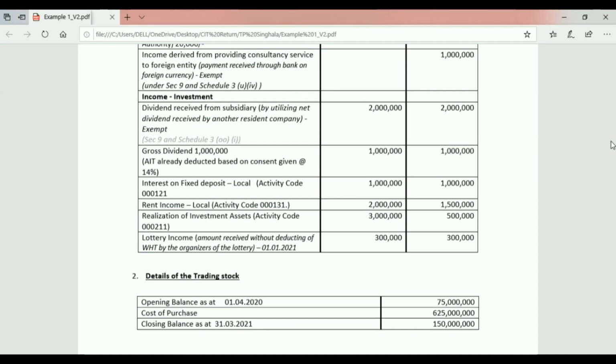Then interest income they received and rent income they received. Then they have some realization of investment assets, that means capital gain. There's some capital gain transaction. They raised 500,000 capital gain. Then the final part is lottery income, right? They received lottery winnings of 300,000.